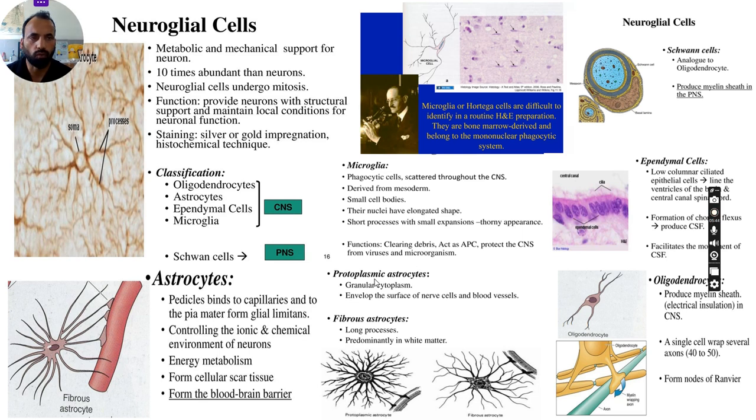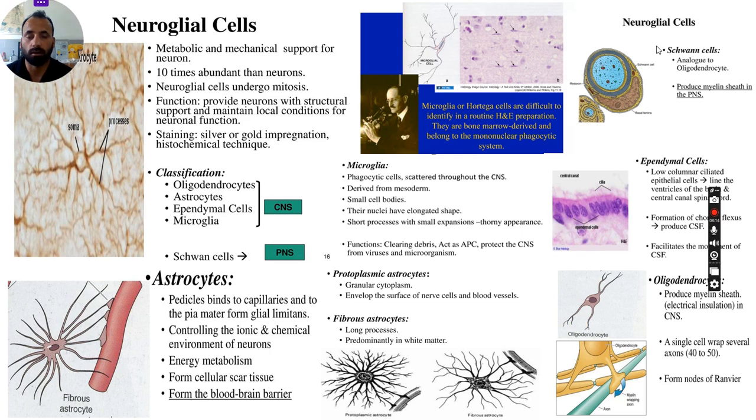And one more cell that produces the myelin is the oligodendrocyte. This is the cell that produces the myelin sheath around the neuron, and the nodes of Ranvier are also formed by the oligodendrocyte cells. Then ependymal cells are the cells lining the ventricles of the brain, and they also line the spinal canal. They help in the formation of the CSF.